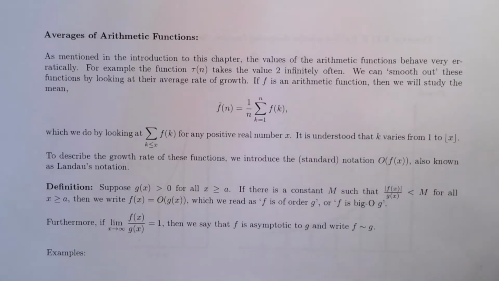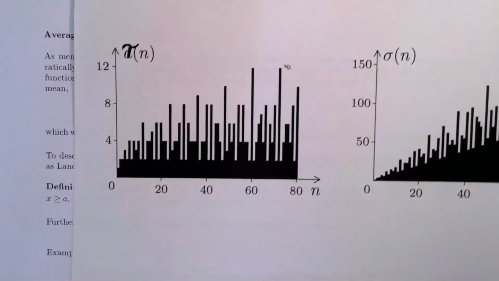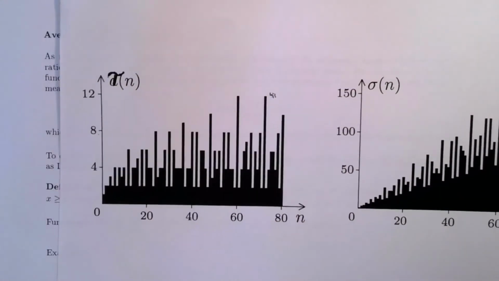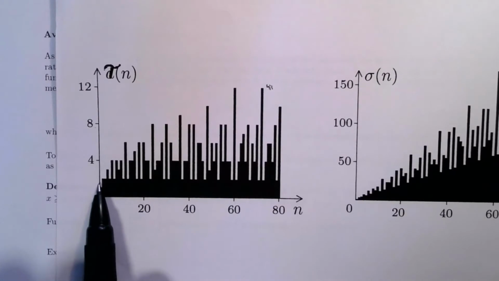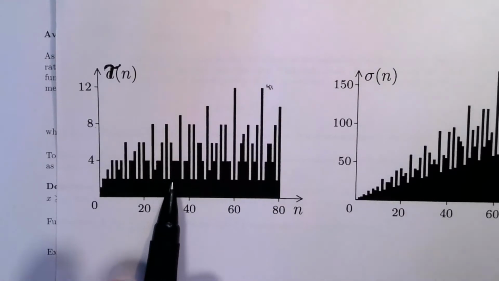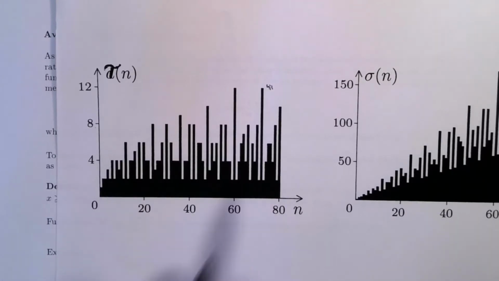So, for example, if we look at this graph here, there's a graph of tau of n, and you can see that it's all over the place. There's the value 2, it's taking this infinitely often. I've only done up to 80, but you can see the things are all over the place. And so it's hard to make much sense of that.